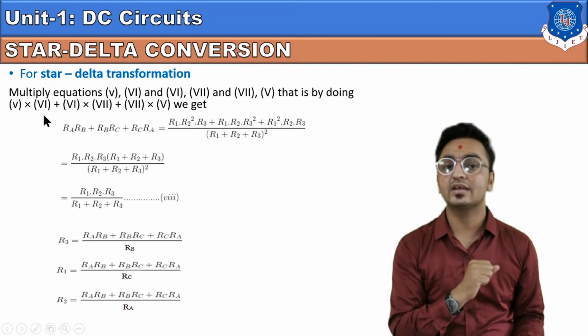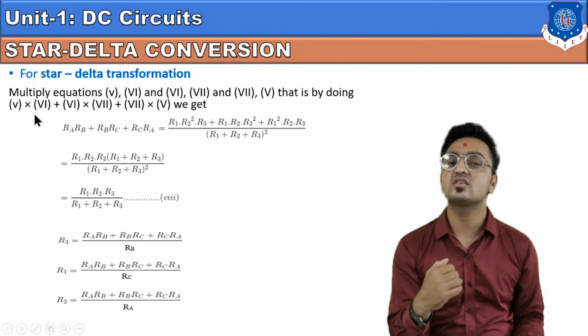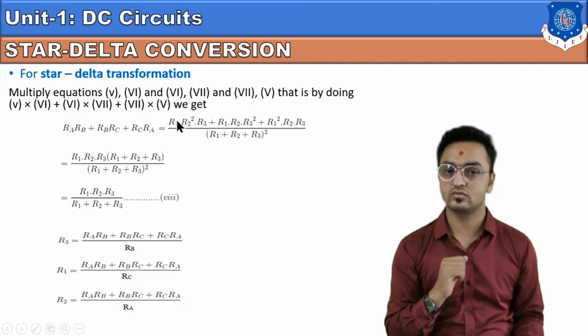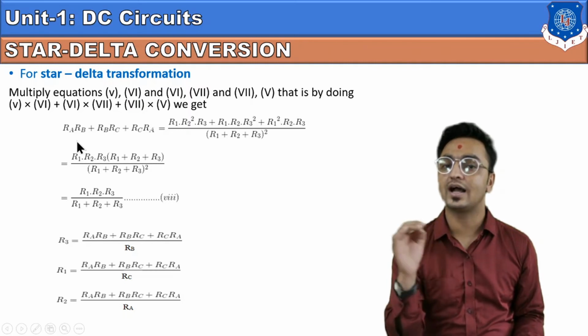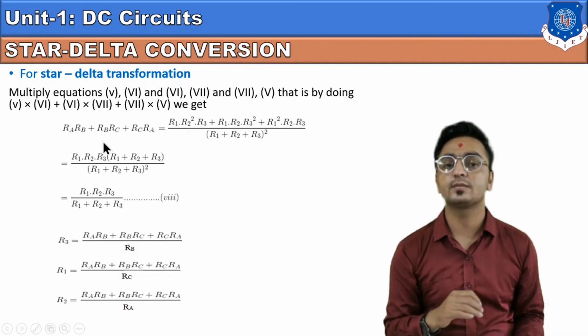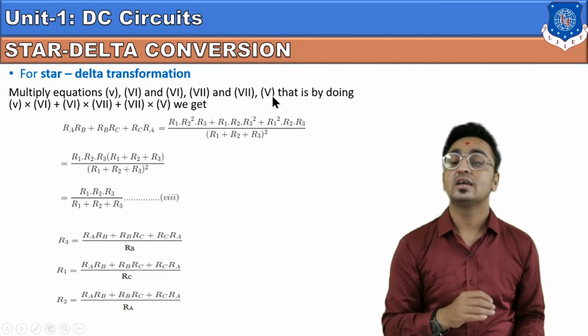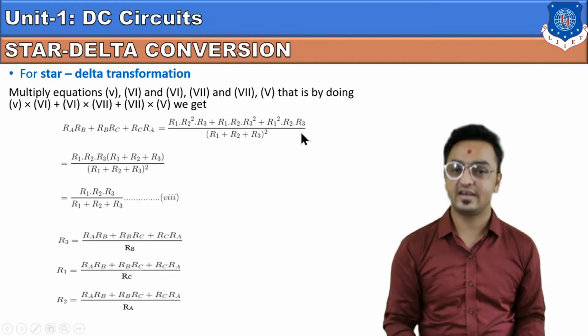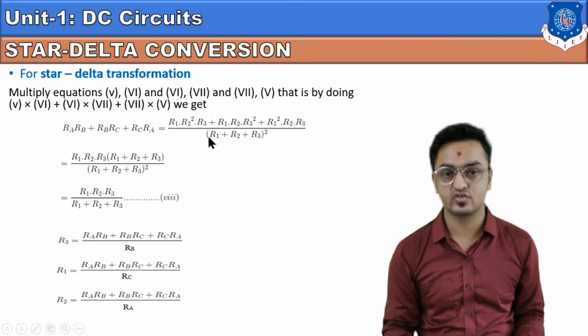If we multiply these equations this way and lastly add these multiplications as shown in this equation, we will have the value mentioned in this equation, and that is Ra into Rb plus Rb into Rc plus Rc into Ra. In the same way, if you multiply on the right hand side, we get the value as mentioned in this given equation.